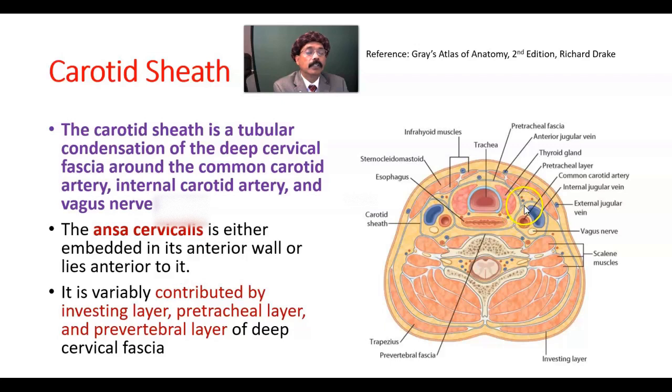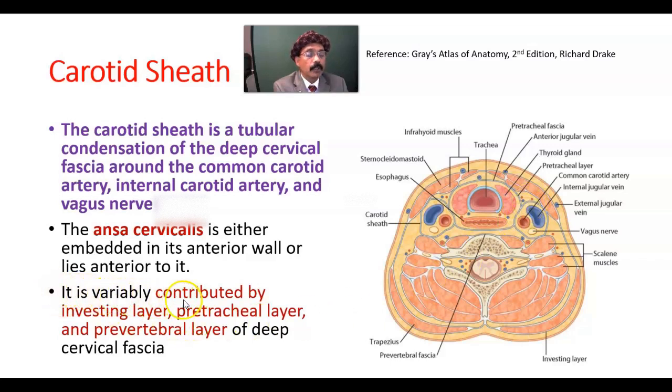It is a tubular condensation of deep cervical fascia around the common carotid artery, internal carotid artery, internal jugular vein, and the vagus nerve. Another one is here on this side. The ansa cervicalis is a loop of nerve from cervical 1, 2, and 3, either embedded in its anterior wall or just anterior to the carotid sheath.